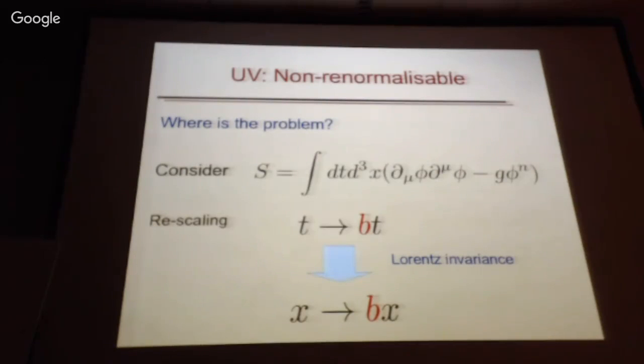So let's just do a rescaling. So I send t to bt. For example, if b is very small, I'm talking about very small times, that means very high energies. If I take it to very large b, that means going to very large times, that means lower energies. So by demanding Lorentz invariance, I have to change times and space in the same way. So that means x has to rescale also with one power of b.